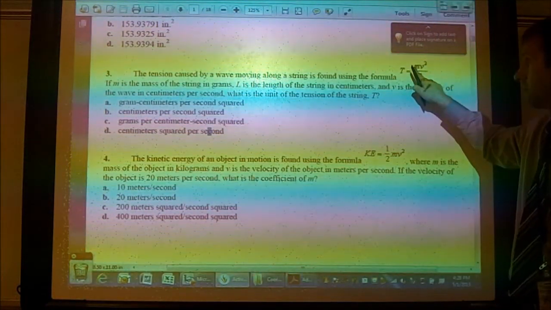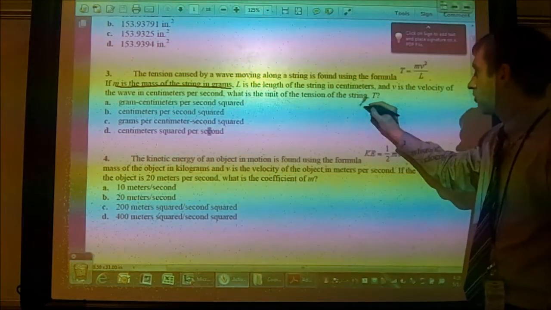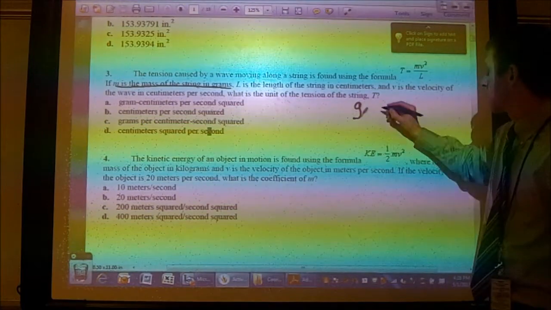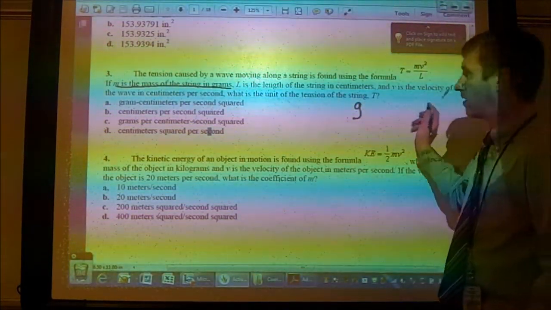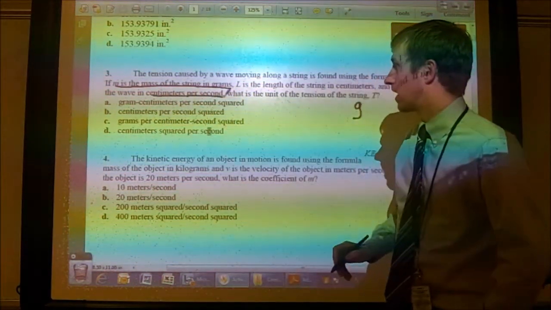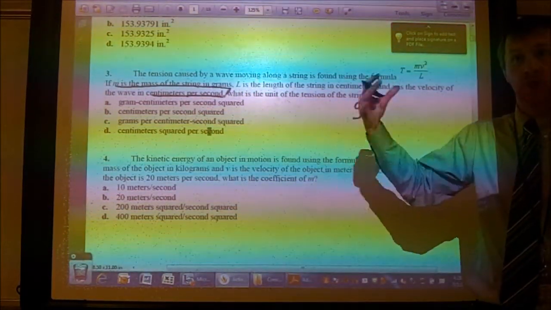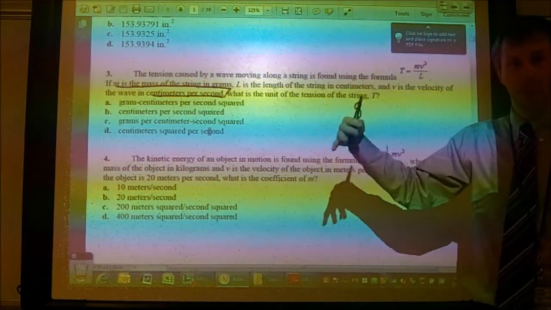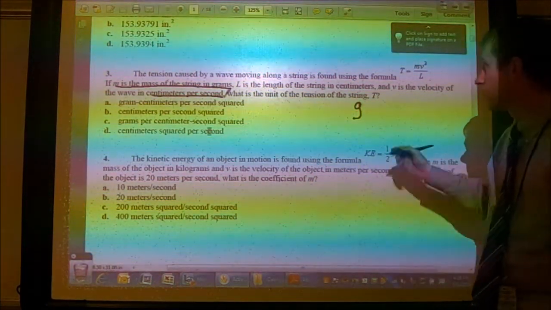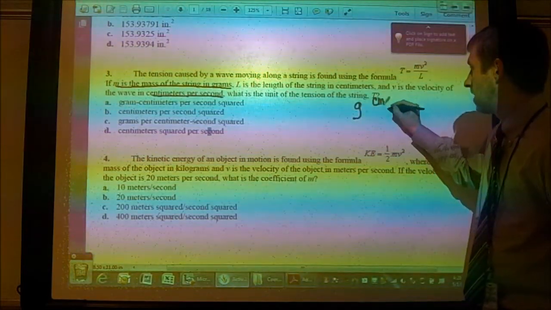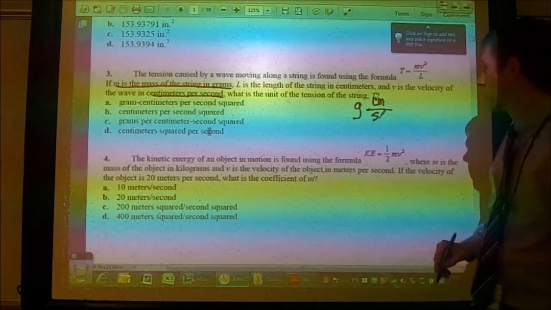Your M was the mass in grams, okay? So we have grams, and I'm just going to abbreviate and call that G. V was the velocity of the wave in centimeters per second, okay? Per means, think about miles per hour. It's the number of miles you go per hour, divided by the hours. So per is going to mean divide here. And so I'm going to represent that as cm for centimeters divided by s for seconds.